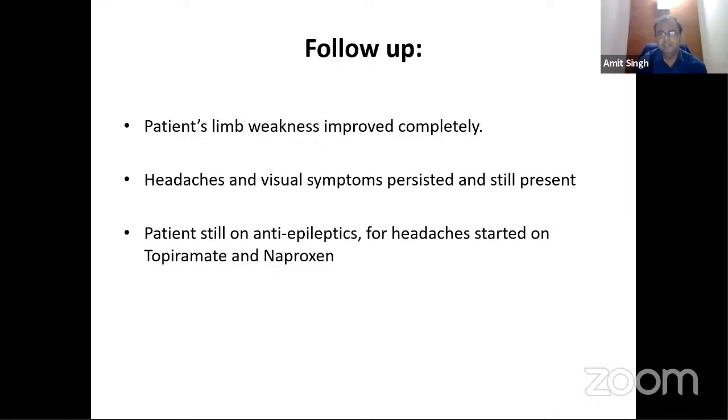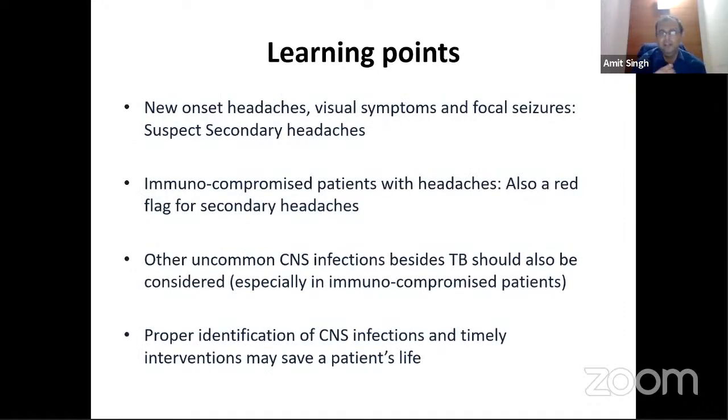So this case shows, as Dr. Tapas also showed, that a patient with headache, visual symptoms, and some focal deficit or seizures can mimic, chameleon-like, a migrainous headache, and the patient needs further workup and needs to be differentiated from other disorders. And the learning point from this case is any new onset headache, visual symptoms, and focal seizures, suspect secondary headaches. An immunocompromised patient with headache is also a red flag for secondary headaches. Other uncommon CNS infections besides tuberculosis should be considered, especially in an immunocompromised patient, and proper identification of CNS infection and timely intervention may save a patient's life. So this was the crux of the case.